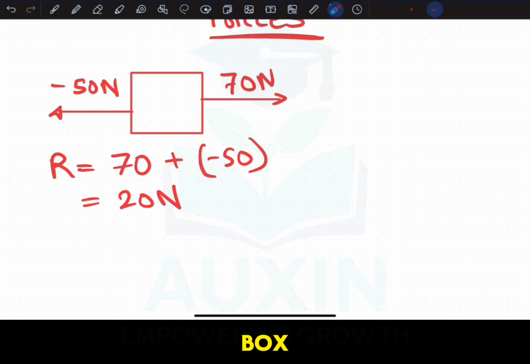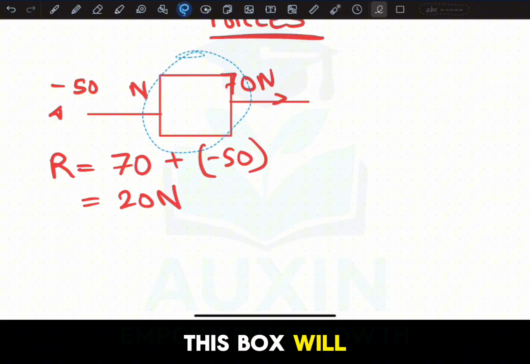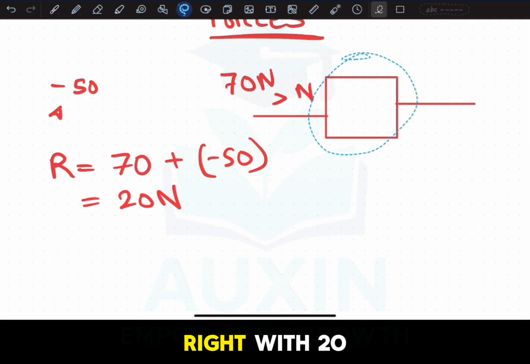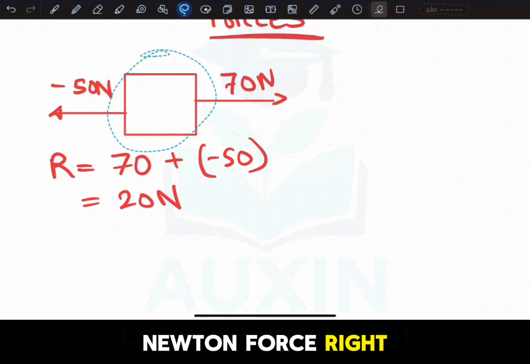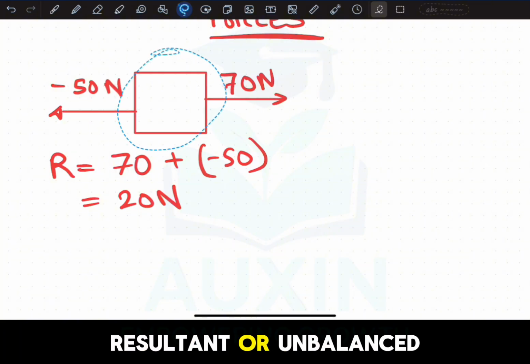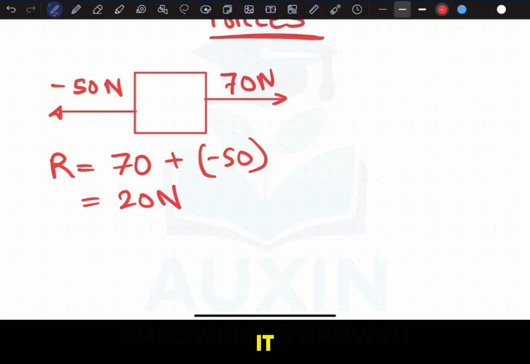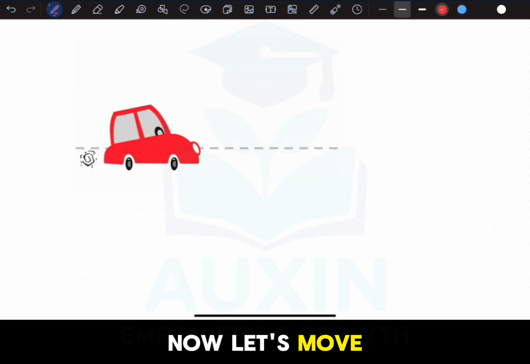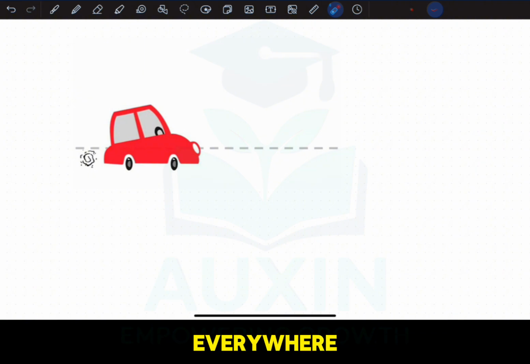So now this box will move to the right with 20 Newton force, right? As there's a resultant or unbalanced force acting on it. Another name for a resultant force is unbalanced force. Now let's move into this example. In real life, unbalanced forces are everywhere.